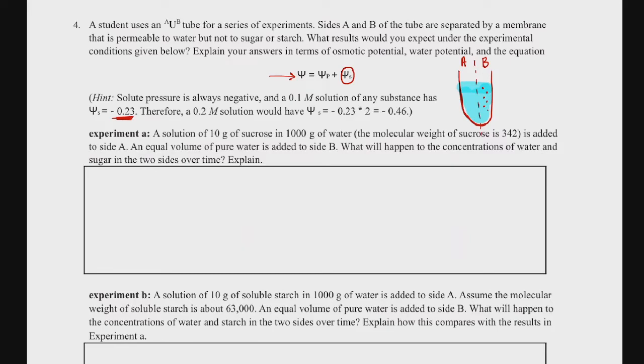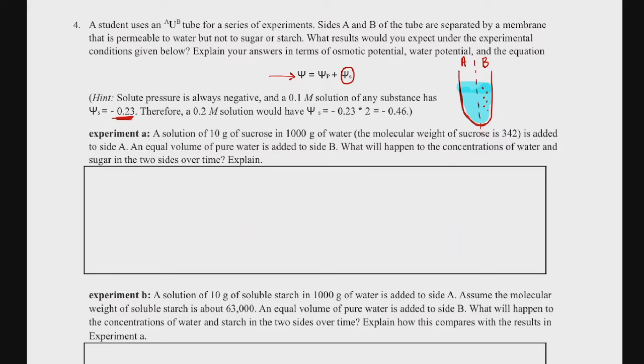So therefore, a 0.2 molar solution would have a solute pressure of negative 0.23 times 2, which is equal to negative 0.46. So they're just showing you that conversion that we'll be using.